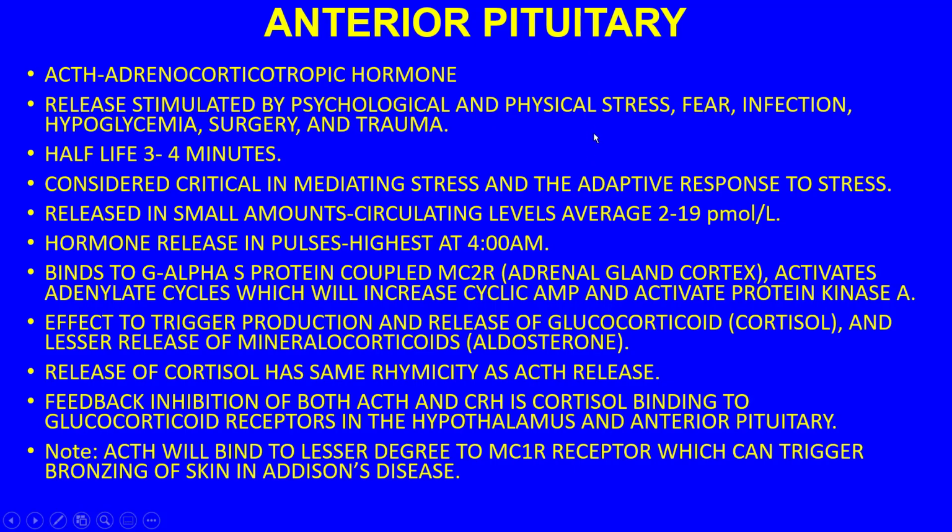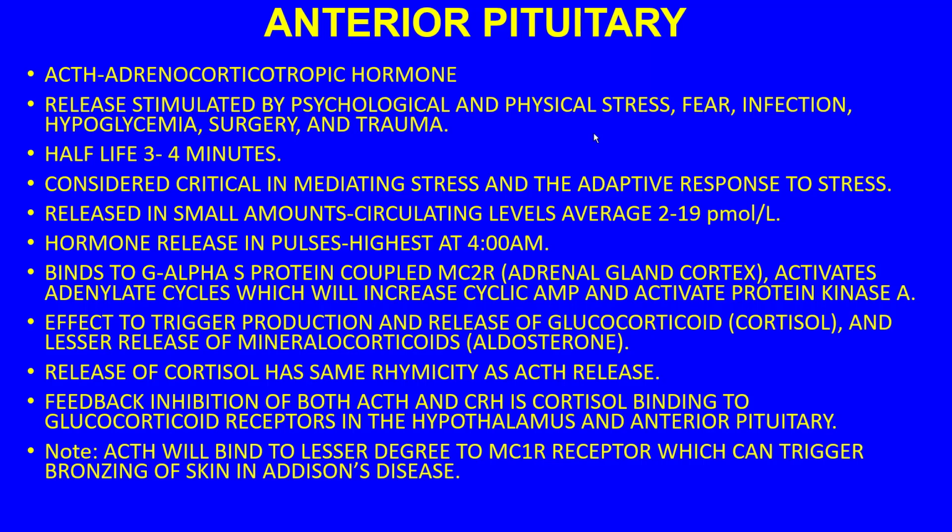So let's talk about this. ACTH is adrenocorticotropic hormone. The release is stimulated by psychological and physical stress, fear, infection, hypoglycemia, surgery, trauma. The half-life in the blood is 3 to 4 minutes. It is considered critical for mediating stress and the adaptive response to stress. It is released in very small quantities. The circulating levels average anywhere from 2 to 19 picomoles per liter. It is interesting to note that this is released in pulses, with the highest amount at 4 a.m. in the morning. Lowest is during the daytime.